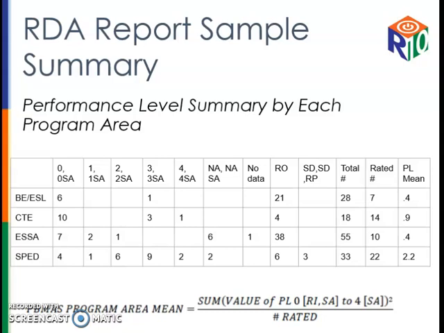So based on the formula below, you would add 6 times 0, which is 0, plus 3 times 1, which is 3, divide that by 7, and you will have a PL mean of 0.4.